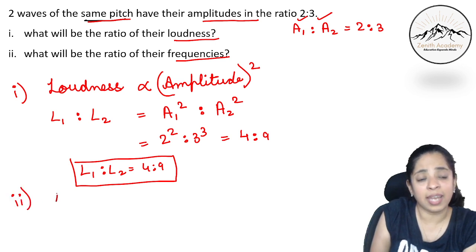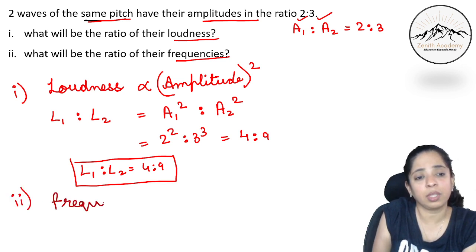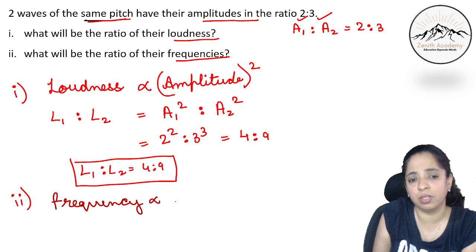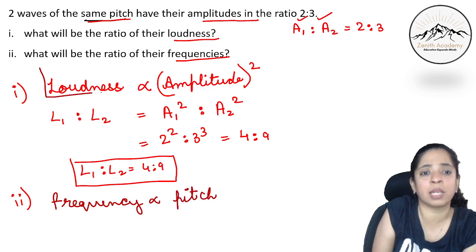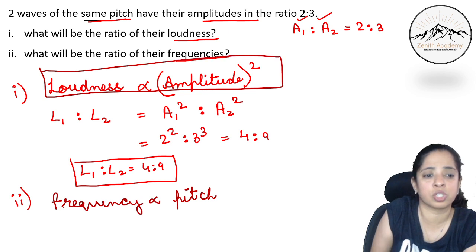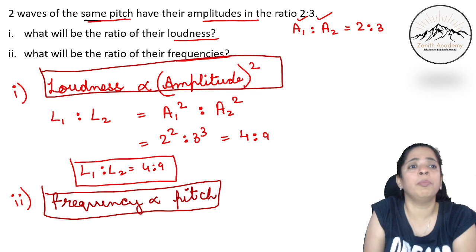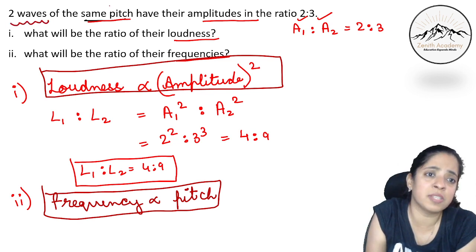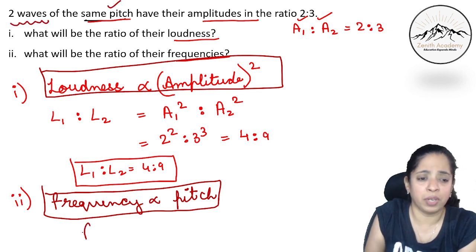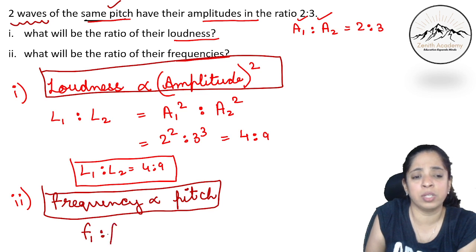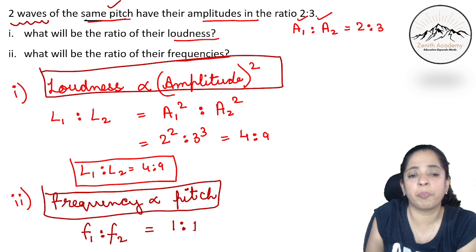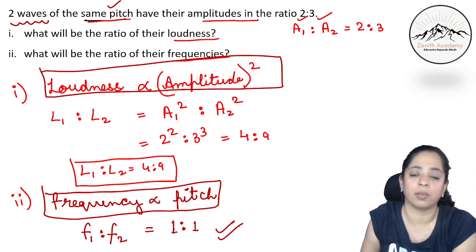We know that frequency is directly proportional to pitch. These two formulas are important. Please make a box. Frequency and pitch are the same, and here it says both the waves have the same pitch. So frequency of first wave is to frequency of second wave will be equal to 1:1, because pitch for both the waves is same. So the answer is 1:1.